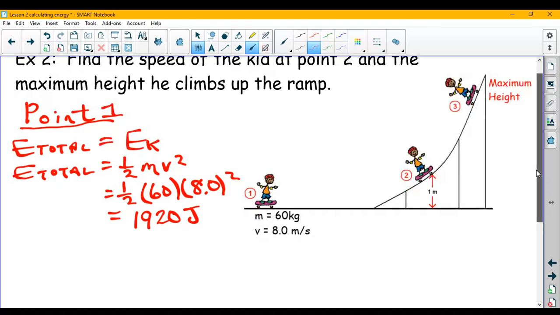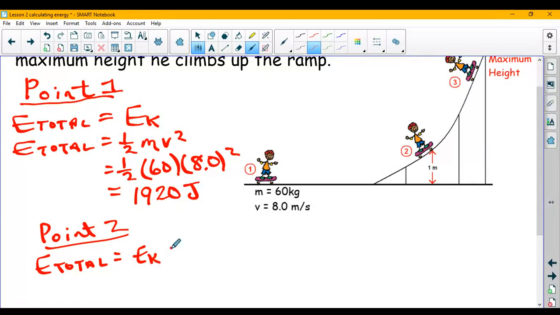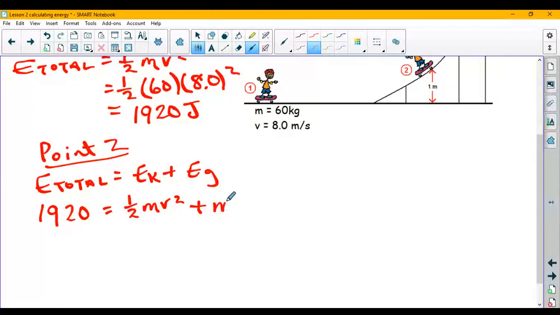That total energy then is going to be distributed differently. When I get to point two, I will have the student now 1 meter off the ground, but he's not at his maximum height yet. That means he has both kinetic energy, because he's still going to be moving at this point, and gravitational energy. He'll have both, but both of those still have to add up to the same total. Energy cannot be created or destroyed. It must come from somewhere. So the total energy will still only be 1,920. It's just that part of it is now going to be due to his velocity, and part of it is going to be due to his height.